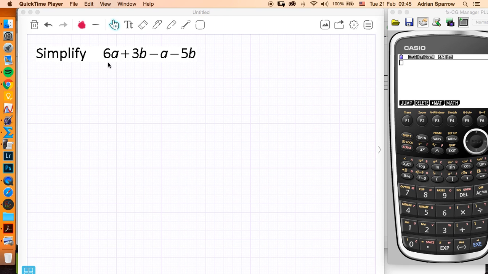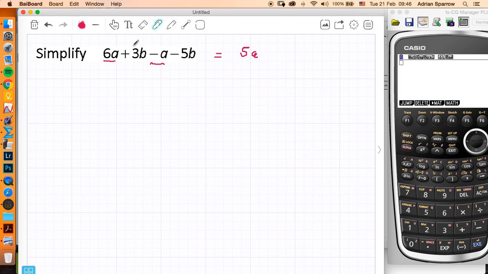We can only add more A's to these 6 A's, and to these B's, we can only add B's. So when I do this, I look for the 6 A's here and an A here, but actually it's a minus A. So I'm going to add these two together. 6 take away 1 is going to leave me with 5 A's.